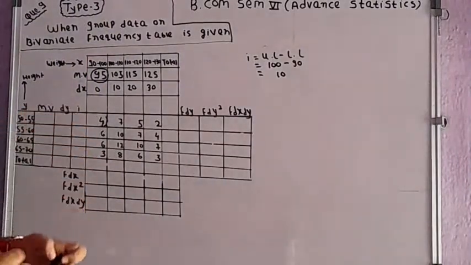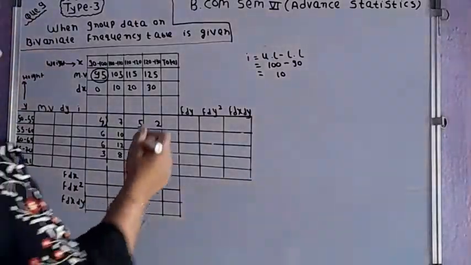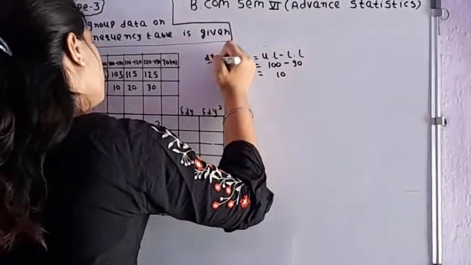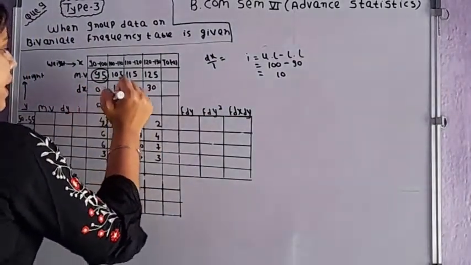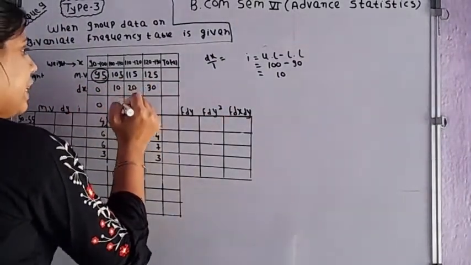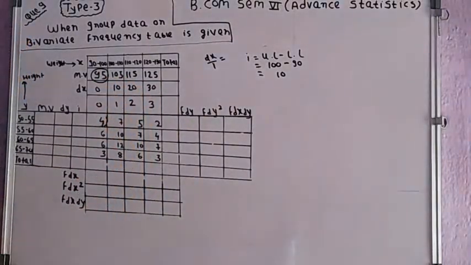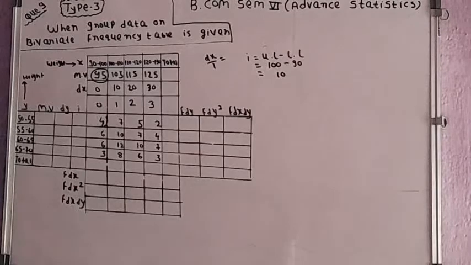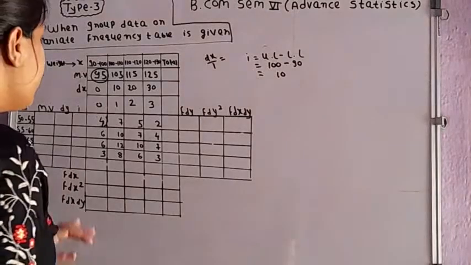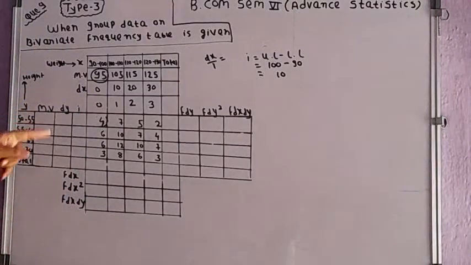In order to put the values under this column, what we have to do? We have to do dx upon I. So 0 upon 10, it would be 0. 10 upon 10, 1. 20 upon 10, 2. 30 upon 10, 3. So this way we have completed the dx column as well as the I column. Now, we have to do the same with the y variable as well.